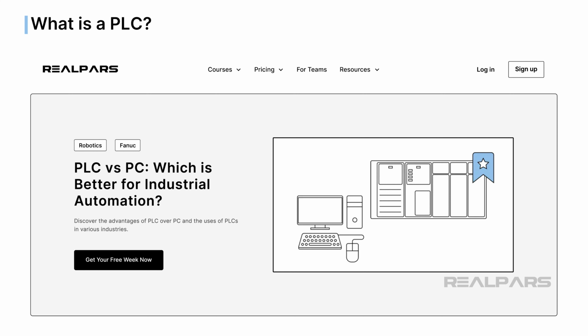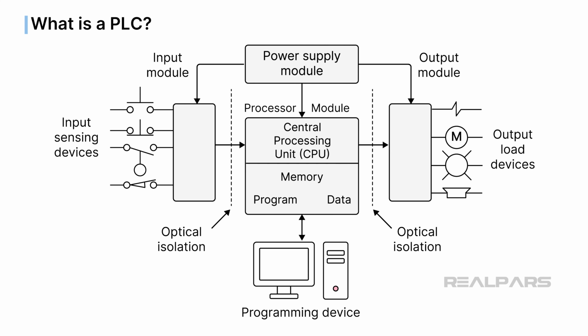PLC versus PC is talked about in the RealPars video, PLC versus PC, but we can briefly describe the similarities and differences here. For instance, the main components between a PLC and a computer are the same. A PLC has inputs, outputs, and a central processing unit, or CPU. The CPU is programmed via an interface that allows a human-created program to be converted into machine language understood by the CPU. This machine language is stored in memory as ones and zeros.